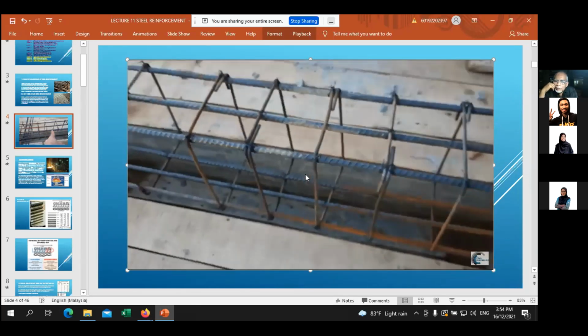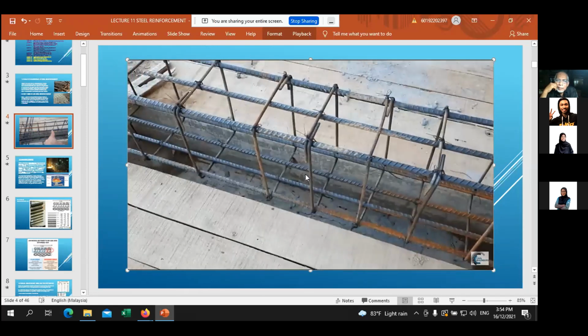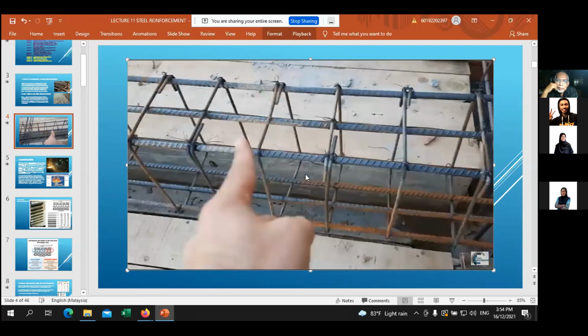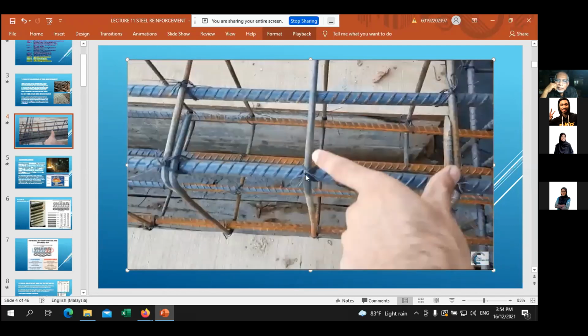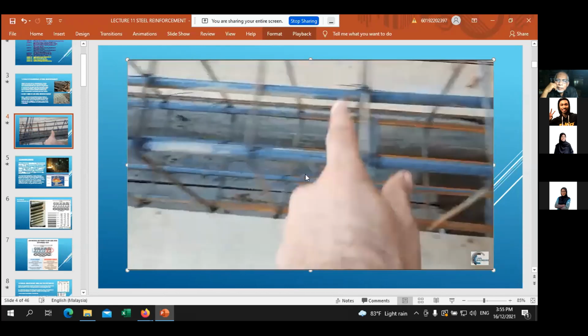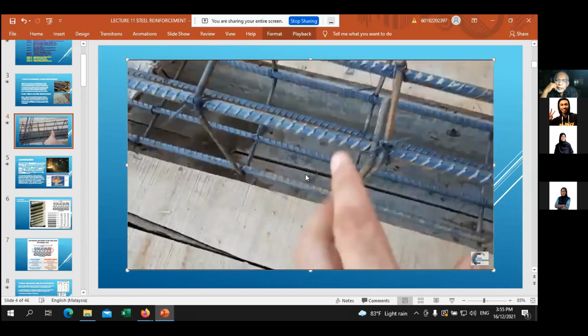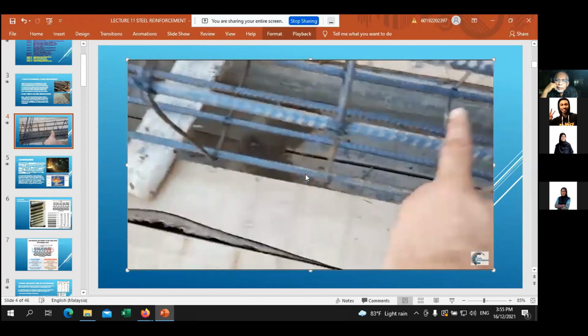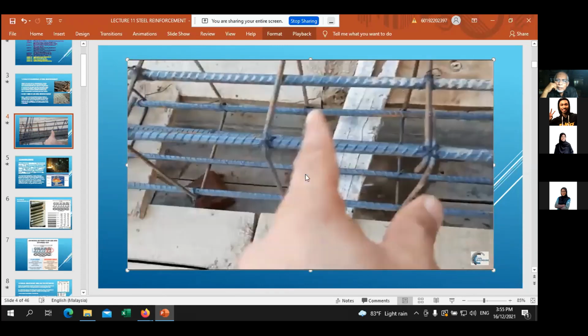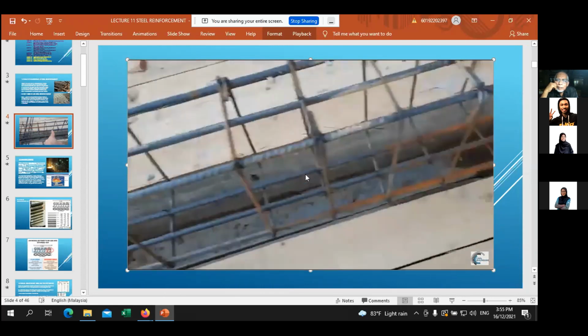Okay, now the other problem. In many videos and also from ACI and IS reference, they told us that within L by 4 distance the space between 2 stirrups should be minimum, but after L by 4 it should be maximum. But you can see here it is about 9 inches, and sometimes 10 inches, so it should be equal at the mid. But it should not be more.